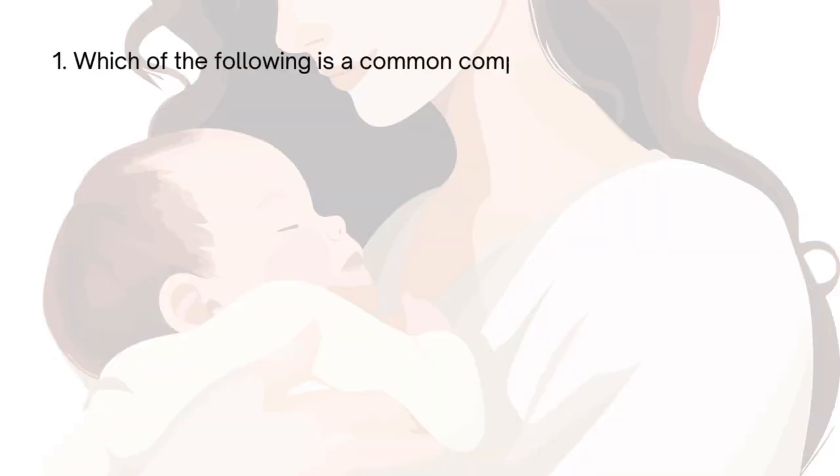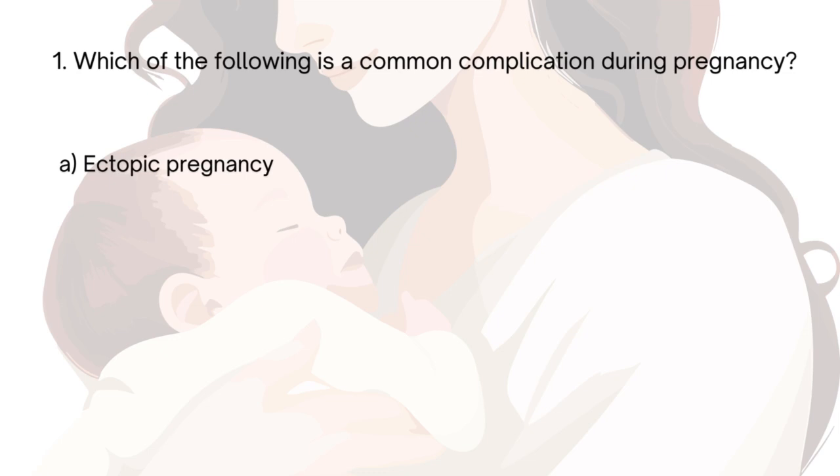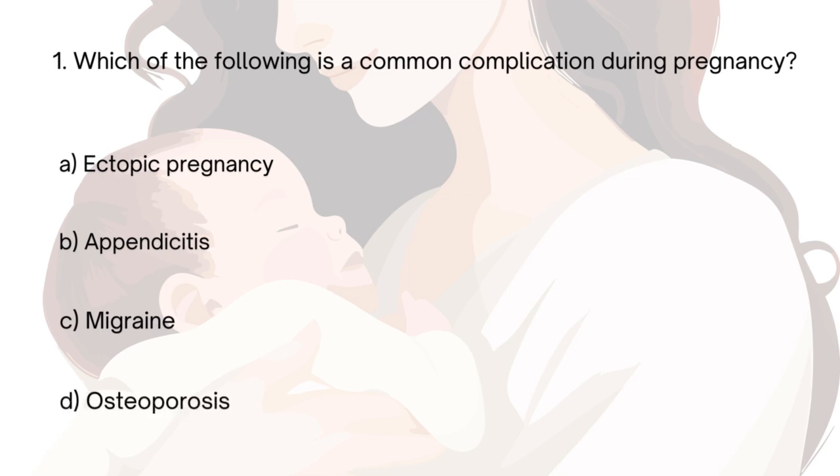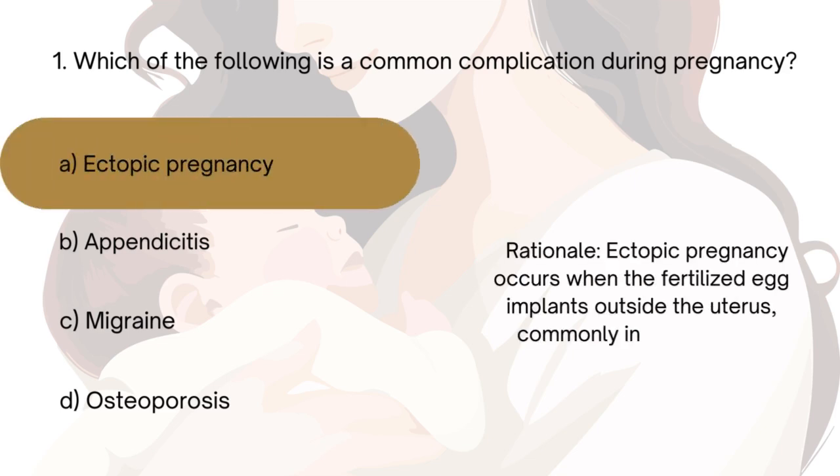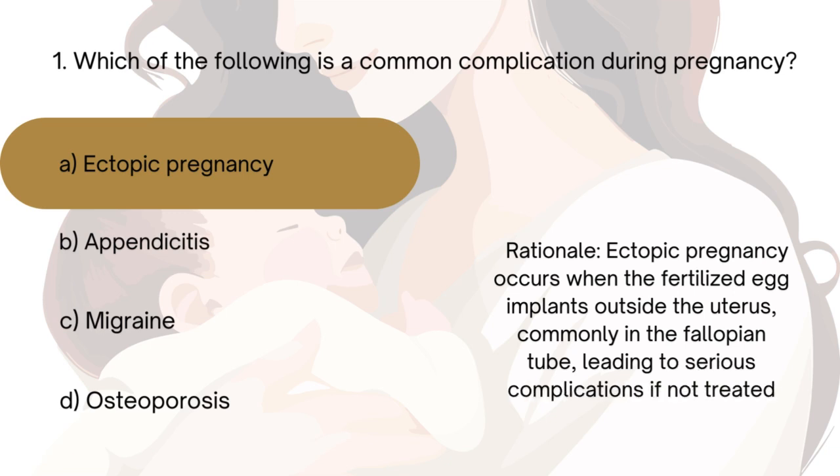1. Which of the following is a common complication during pregnancy? A. Ectopic pregnancy. B. Appendicitis. C. Migraine. D. Osteoporosis. Rationale: ectopic pregnancy occurs when the fertilized egg implants outside the uterus, commonly in the fallopian tube, leading to serious complications if not treated promptly.